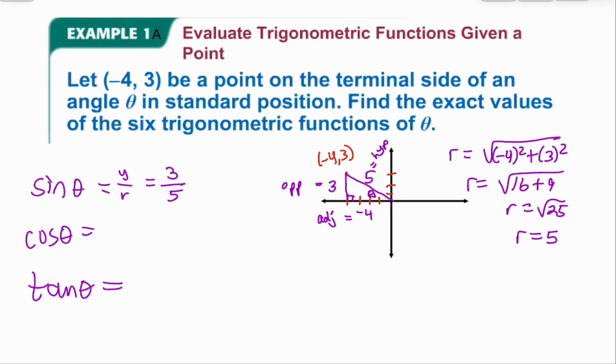The cosine is always going to be x over r, or adjacent over hypotenuse. And you'll notice for the first time we got a negative value. And then our tangent is always y over x, or opposite over adjacent. In this case that would be 3 over negative 4, or you could write that as negative 3/4.